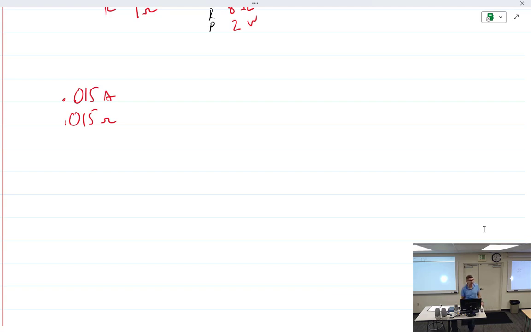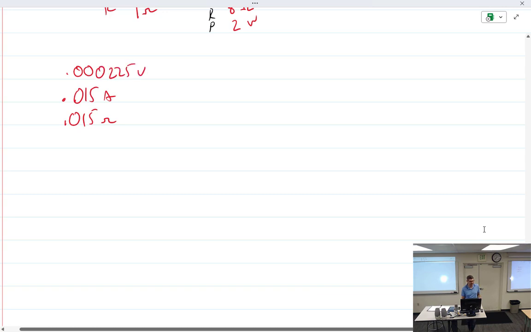What's my voltage drop? Zeros, 2 zeros? 3 zeros, 225 volts? Yes. That's my voltage drop. Yeah, 225 microvolts. Pretty negligible? I would say it's negligible, right?